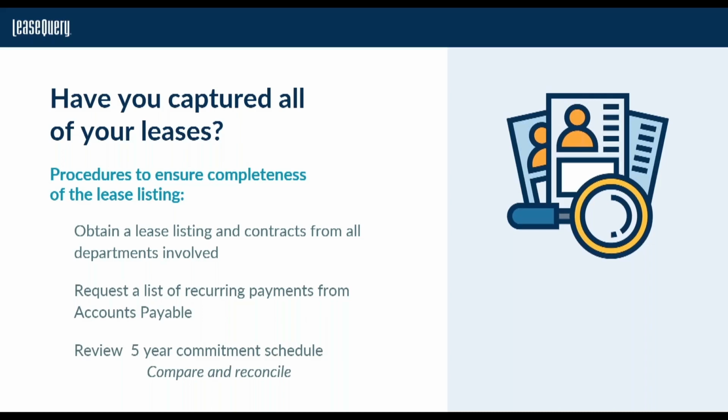So first step, as we mentioned earlier, we've engaged all departments in the process. They know what to do. They've been educated on what embedded leases are, what terms of leases are, things of that nature. So we're going to send out a lease listing to all of those departments involved. They're going to fill out all the requested information and then send it back to us.